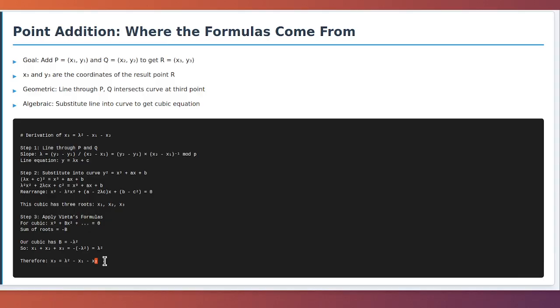We square lambda because when we substituted y equals lambda x into y squared, we got (lambda x) squared, which equals lambda squared x squared. This lambda squared became the coefficient that determines the sum of the roots.